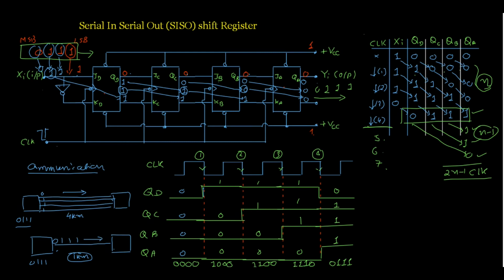Now in the other computer, the data coming serially will be converted into parallel for further processing. The transfer of data is easy if the data moves in a serial fashion, and therefore serial-in serial-out registers are used for transferring data over a long distance.